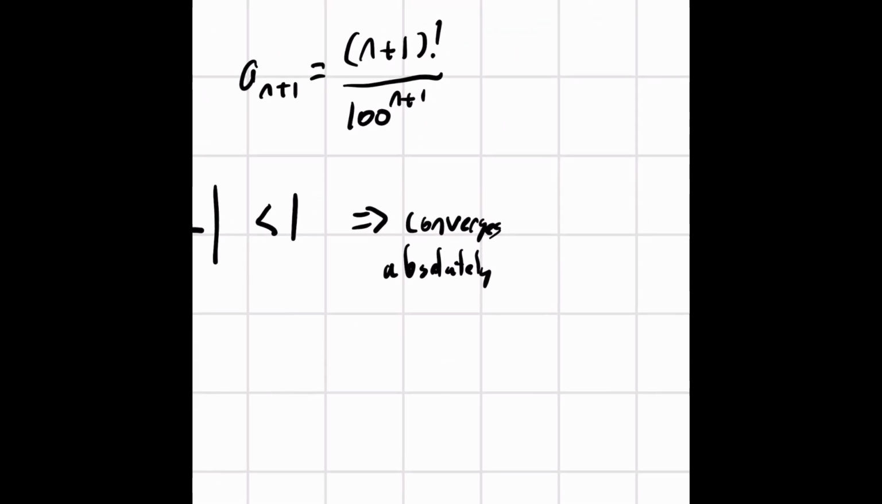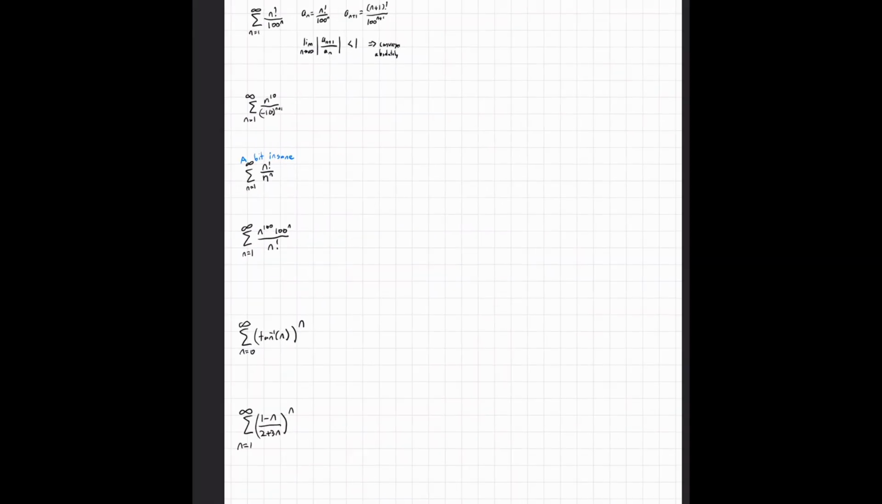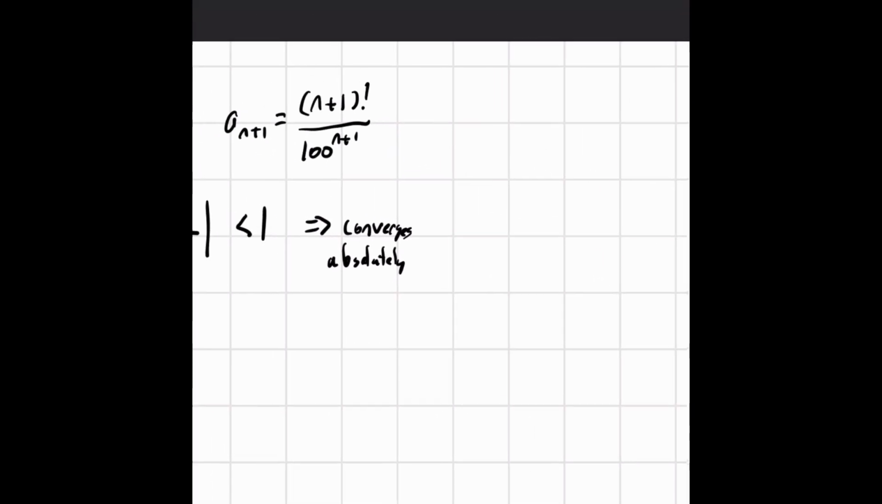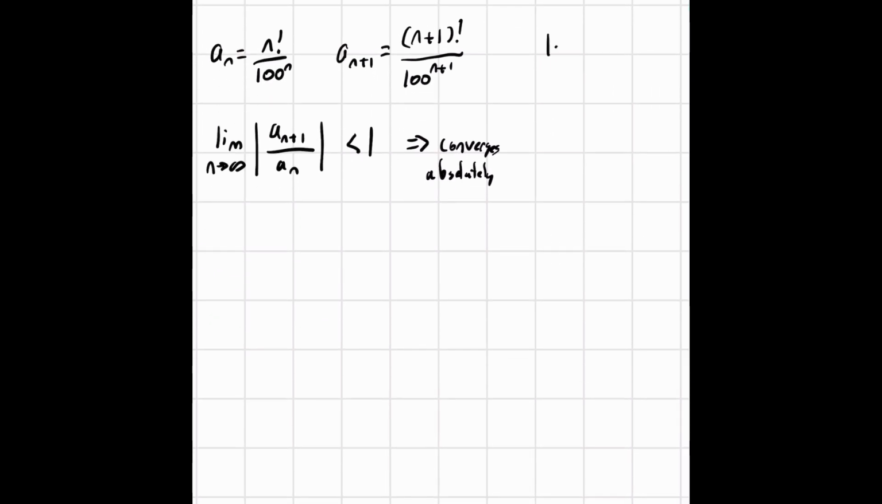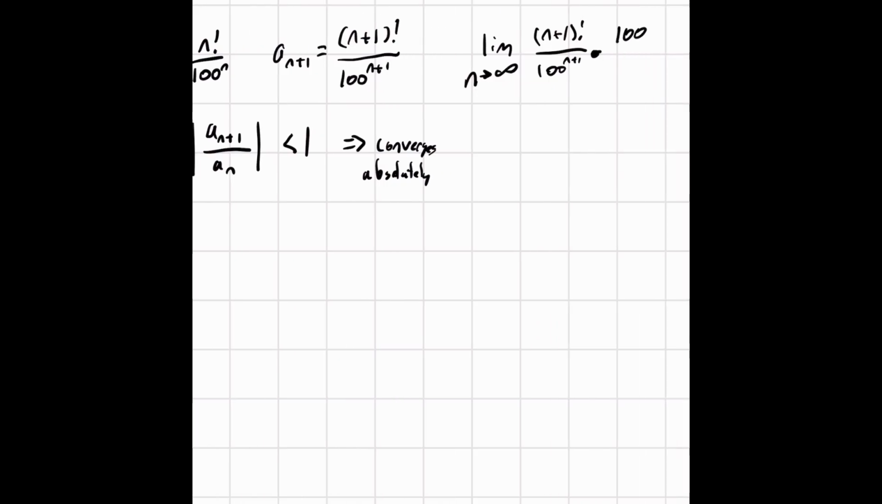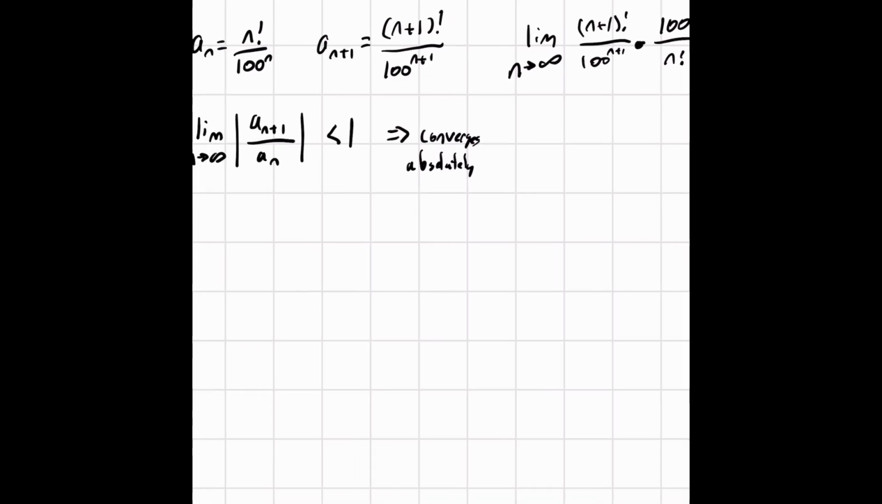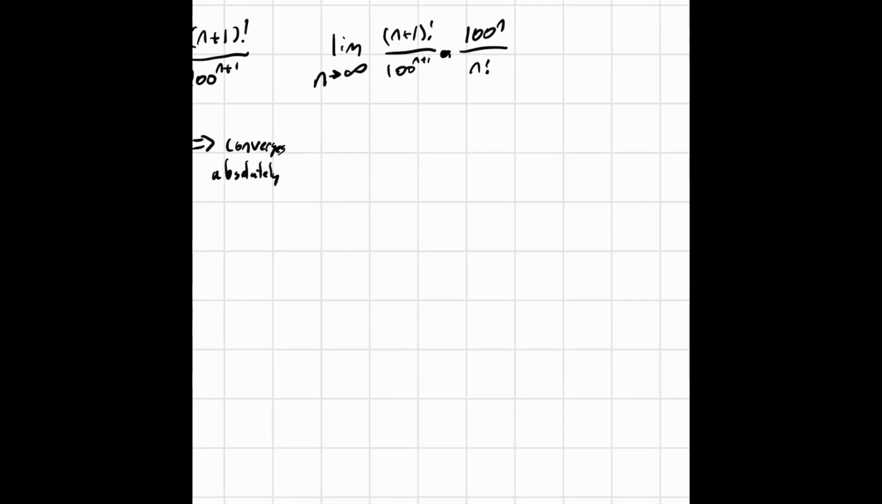Well, that means the limit that we're looking at is the limit as n goes to infinity of n plus 1 factorial over 100 to the n plus 1. And we're going to divide, but we're going to keep, change, flip. These things are already positive, so I don't need the absolute values. So this is going to be 100 to the n over n factorial. Again, we're dividing by a_n. Dividing by that fraction means we're multiplying by the reciprocal, so it looks like this.